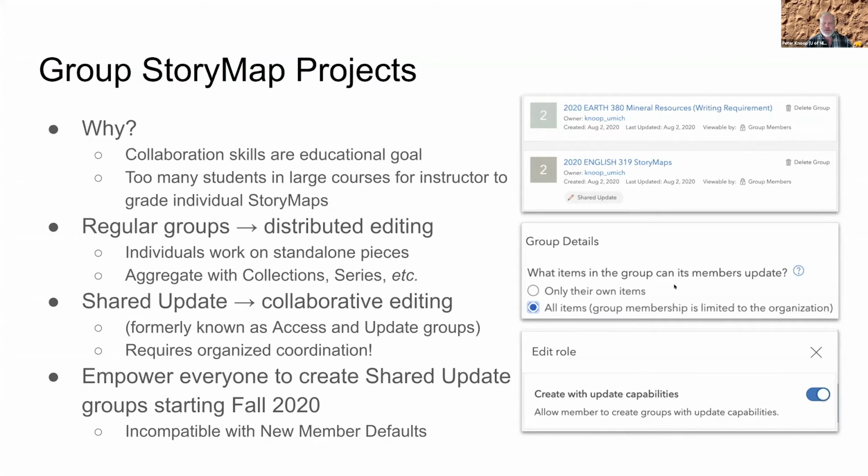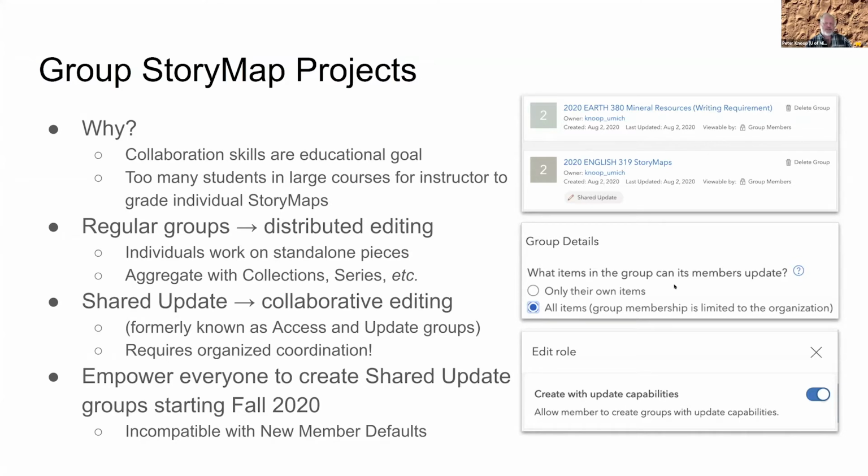We also see a lot of use of collaborative editing with shared update groups, formerly known as Access and Update. Now, this does require some organized coordination, and we've seen students use Google Docs, WhatsApp groups, text messages, just some way to make sure that no one else is editing the StoryMap when you're editing it.